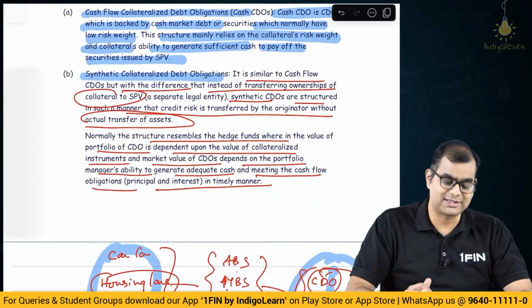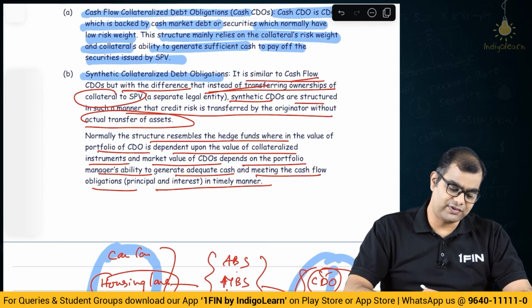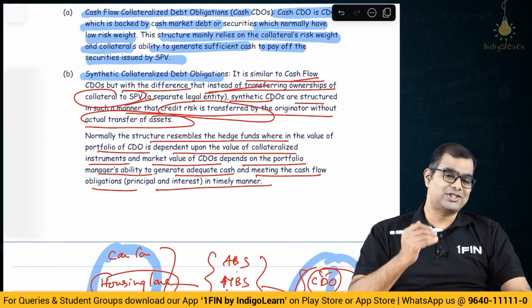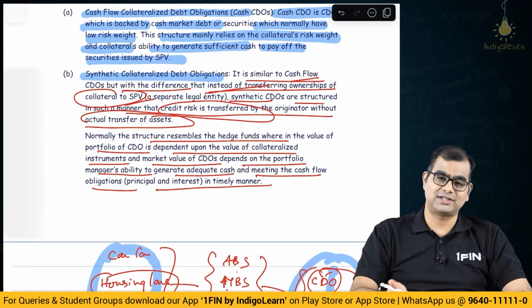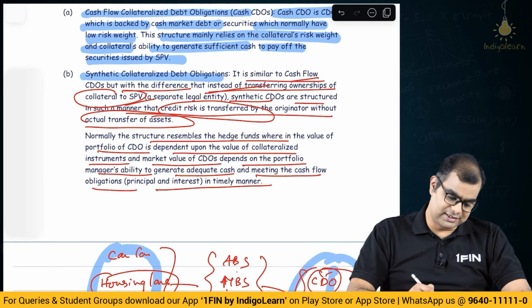What happens in a synthetic CDO is, it is similar to a cash flow CDO, but the difference is that instead of transferring ownership to a separate entity, they are structured in such a manner that credit risk is transferred by the originator without actual transfer. So, you are basically transferring the risk without transferring the assets. Whatever money is received, where is that? There is the other word.